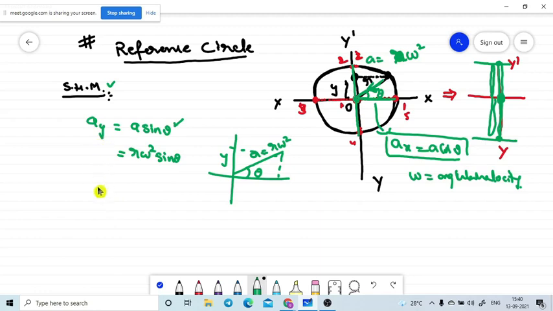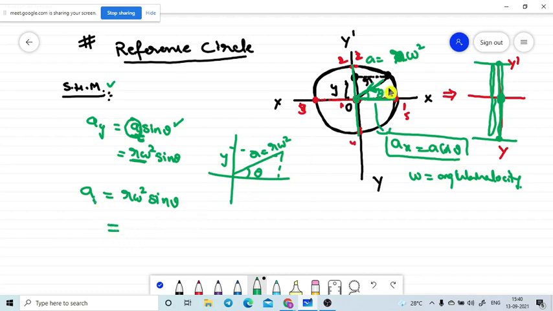We are not discussing ax here. Just remove this a value, which is nothing but r omega square, and simply keep a is equal to r omega square sin theta. So this is the total acceleration of the body, the component of the acceleration of the body along the y direction.